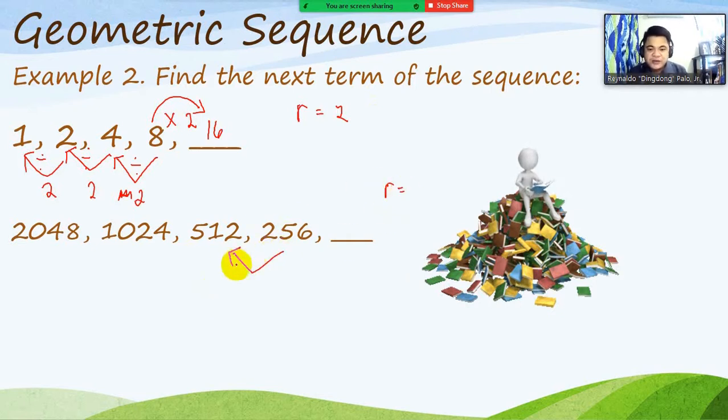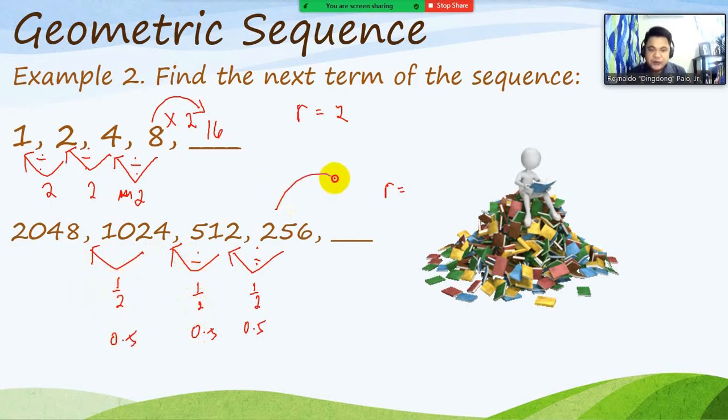So 256 divided by 512 is 1/2 or 0.5. 512 divided by 1024 is 1/2 or 0.5. And lastly, 1024 divided by 2048 is also 1/2 or 0.5. Therefore, to get the next term, just simply multiply by 1/2 or 0.5. So the answer here is 256 times 0.5, which is 128, wherein the common ratio that we used is 0.5 or 1/2. That is geometric sequence.